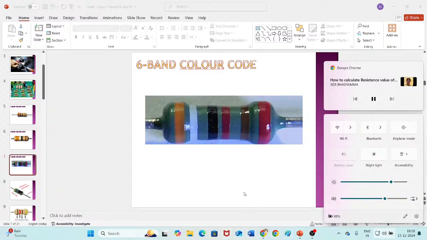A high precision resistor is a resistor with a more accurate resistance value and smaller temperature coefficient than standard resistors. These precision resistors, you can even call them film or foil resistors. These are the 5-band and 6-band color coded resistors.